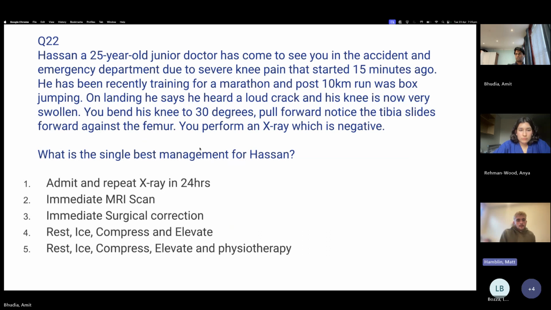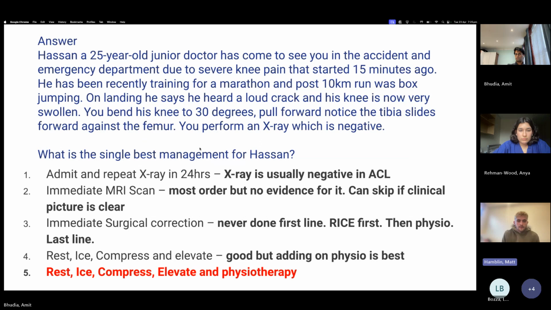Right. So here, Hassan, a 25-year-old junior doctor, has come to see you in the accident and emergency department due to a severe knee pain that started 15 minutes ago. He's been recently training for a marathon and post 10-kilometer run was box jumping. Sounds bizarre. On landing, he says he heard a loud crack and his knee is now very swollen. You bend his knee to 30 degrees, pull forward and notice that the tibia slides forward against the femur, and you perform an X-ray, which is negative.